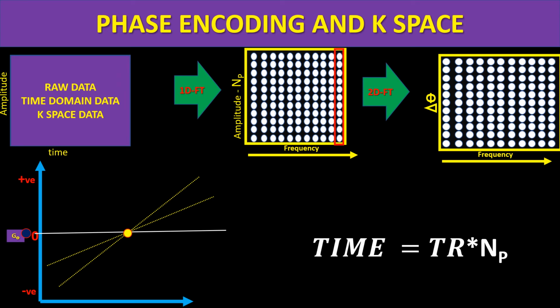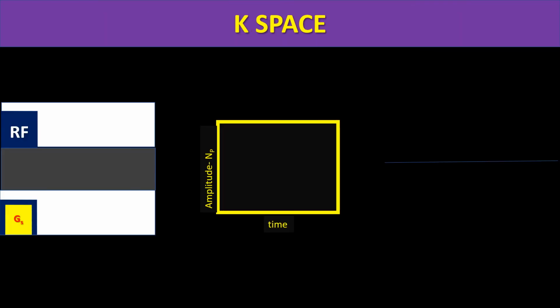So whatever raw data we got is nothing but the time domain data, which after Fourier transformation gives us the image formation. Now if you see this, first I gave an RF pulse with a slice selection gradient. I gave a phase gradient. I measure an echo. Now whatever I measure, I plot it here.